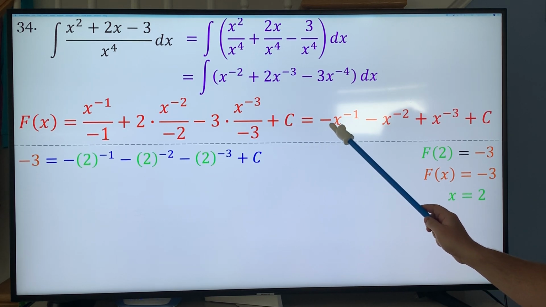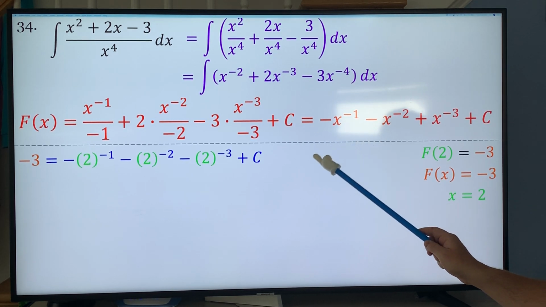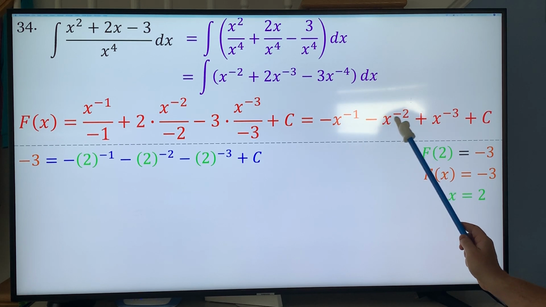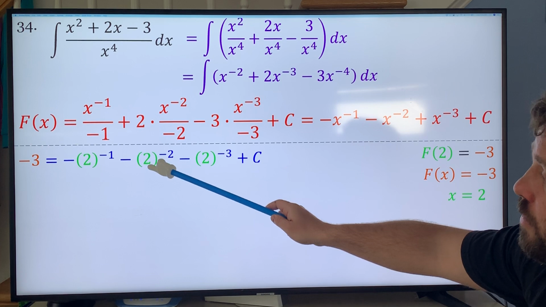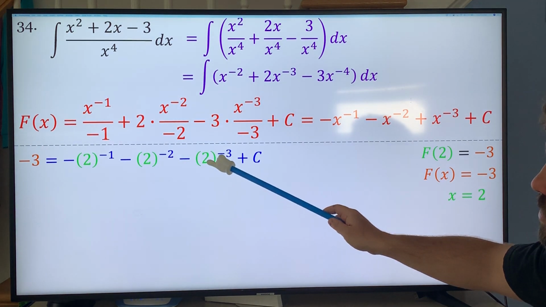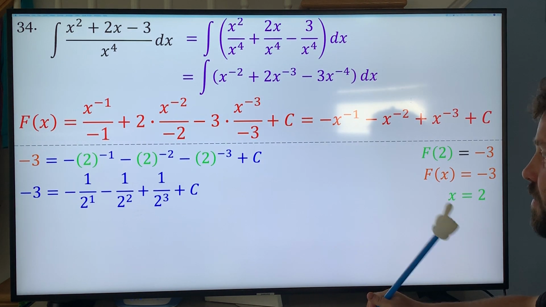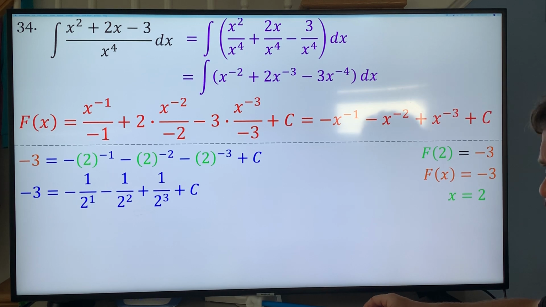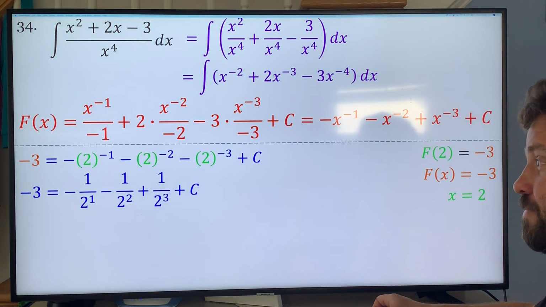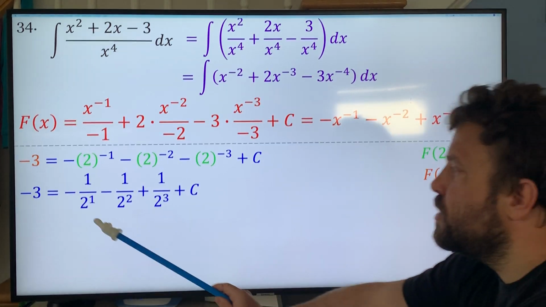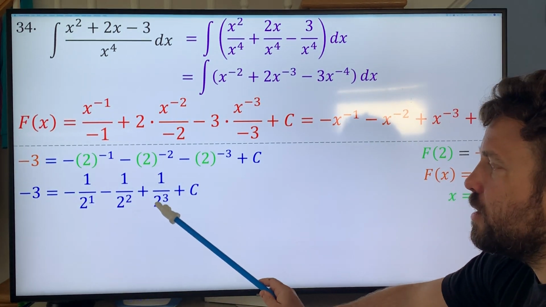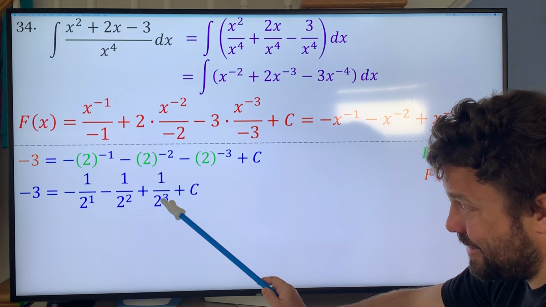Negative 3 equals negative 2 to the negative 1 minus 2 to the negative 2 plus 2 to the negative 3. If you want to make these 1 over 2 minus 1 over 2 squared plus 1 over 2 to the third, you may as well. I think it's easier that way. But you don't have to. You can just chug it right into a calculator. 2, 4. 4 times 2 is 8.